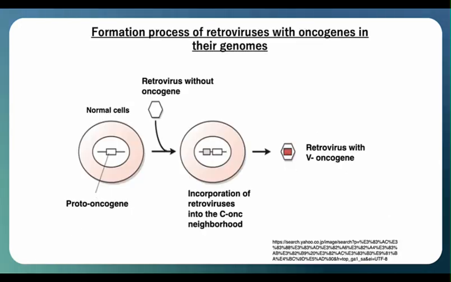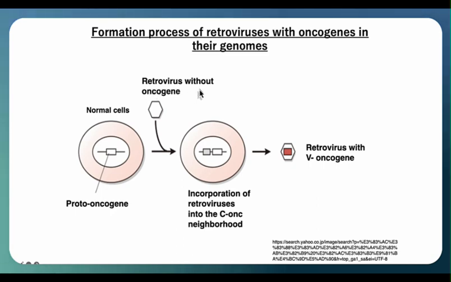Let me explain the process of how a retrovirus acquires a host oncogene. Here is a normal cell. This cell has genes necessary for its own cell proliferation. When such cell proliferation-related genes are incorporated into a virus, they act as oncogenes. Therefore, genes that act as oncogenes within a virus are called proto-oncogenes when they are present in a normal cell.